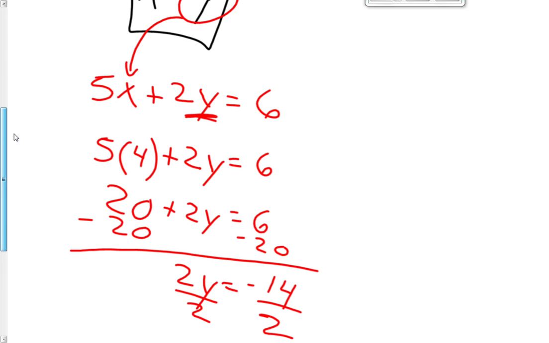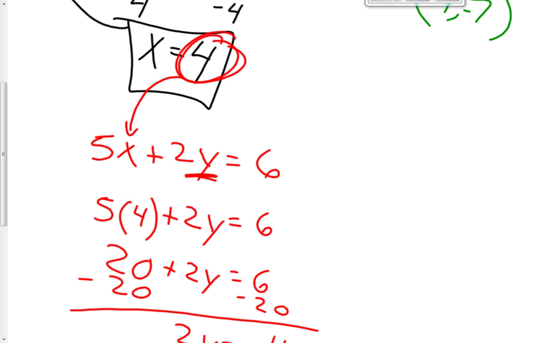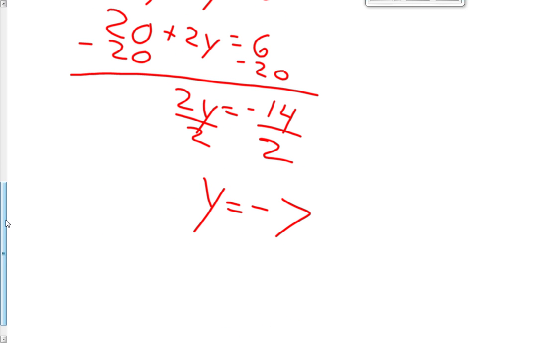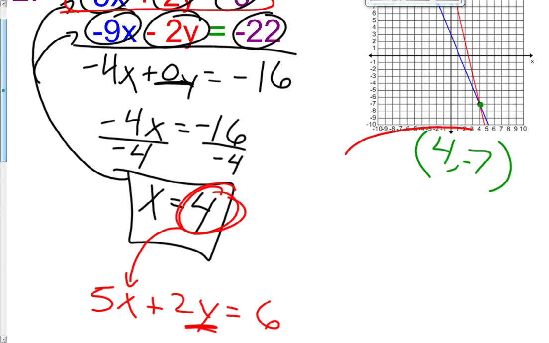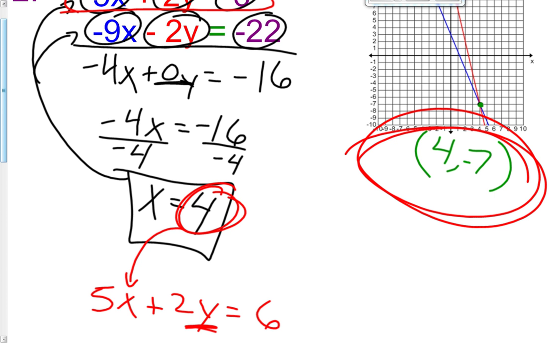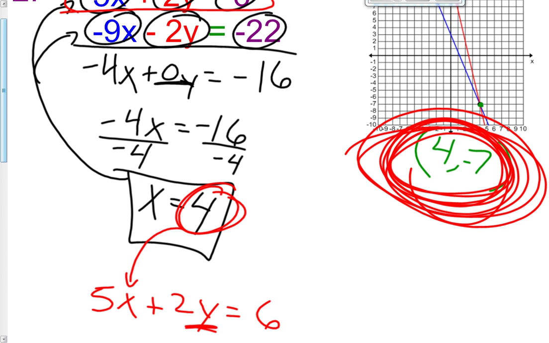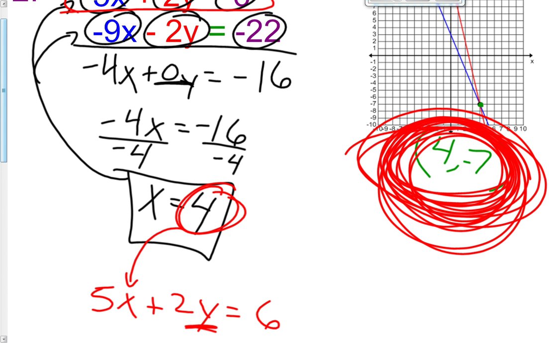The x-coordinate is a positive 4. The y-coordinate is a negative 7. We write that as an ordered pair of 4, negative 7. There it is right there. Isn't that good stuff, everybody? That is good stuff. So 4, negative 7 is our answer. Did I circle it enough times? There we go. 4, negative 7 is our answer.